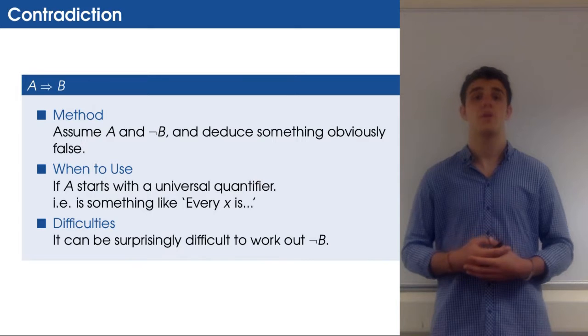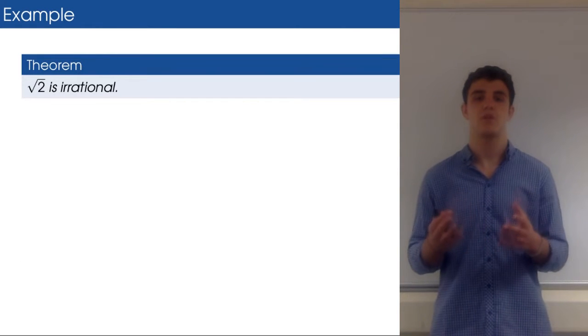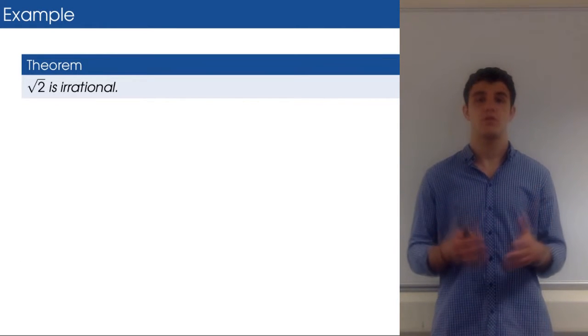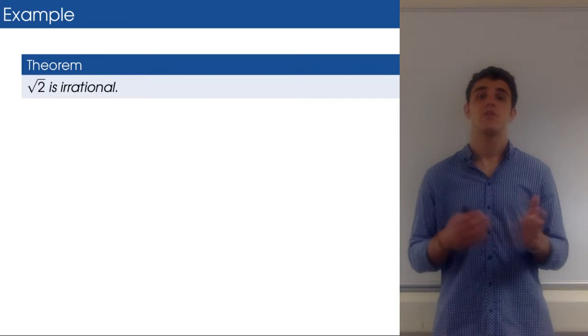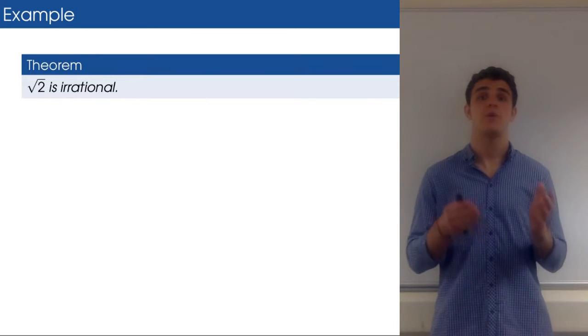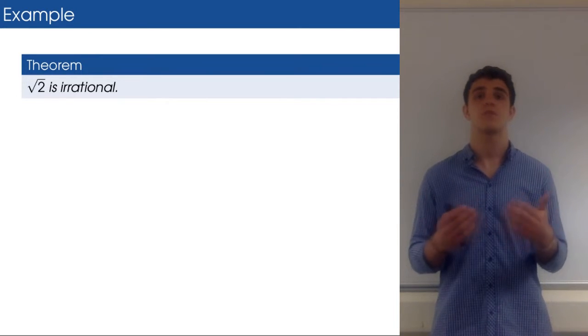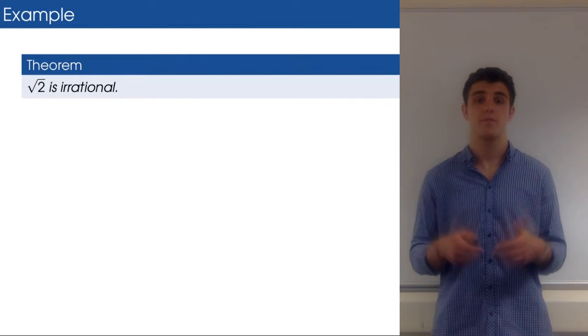We now look at an example of this. Square root of 2 is irrational. So we use proof by contradiction, as the contradiction of this statement is square root of 2 is rational, and this gives us something quite concrete to work with.